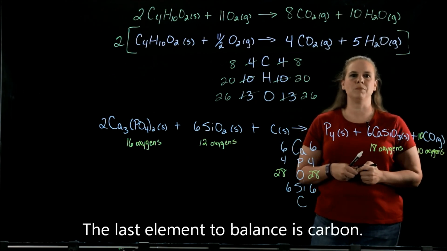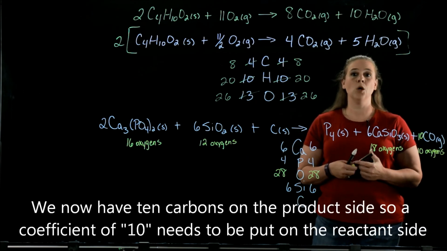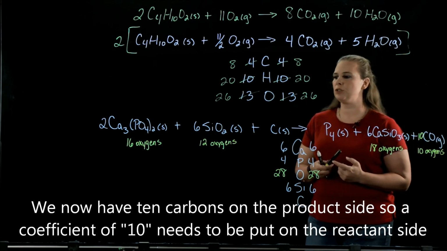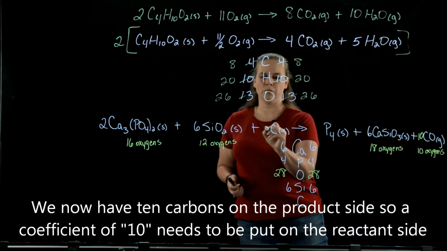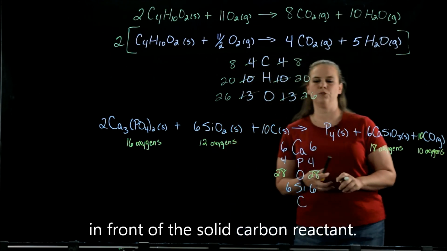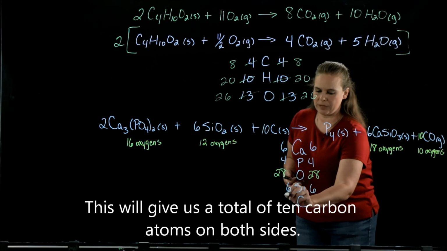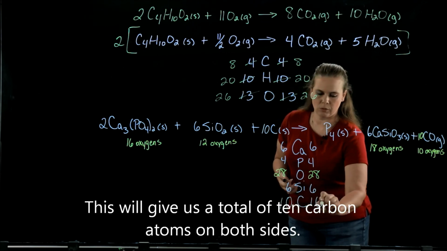The last element to balance is carbon. We now have 10 carbons on the product side, so a coefficient of 10 needs to be put on the reactant side in front of the solid carbon reactant. This will give us a total of 10 carbon atoms on both sides.